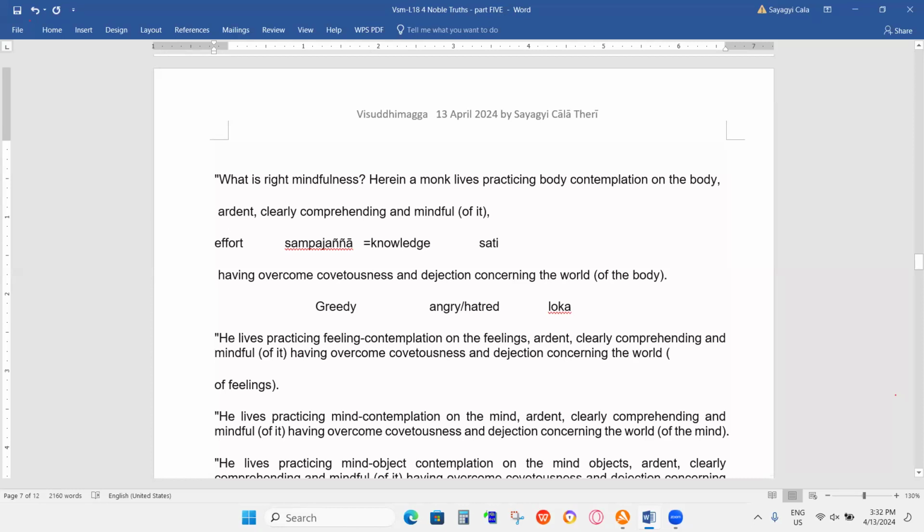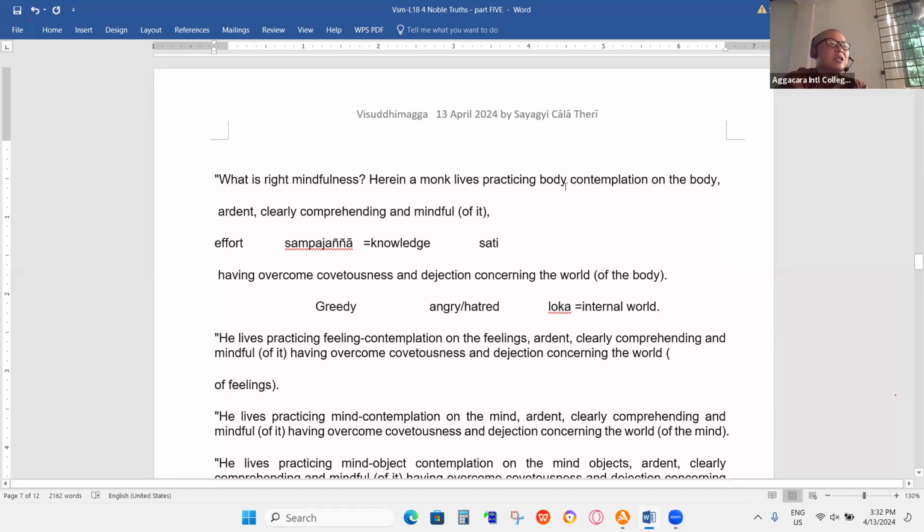What kind of world? The world outside of us or the world inside of us? The world inside of us. Yes, so we are talking about the internal world, right? Internal world is, of course, here we are talking about the body. So this body means your rupa only, right? So far we are talking about the rupa. So you can see here, if you know how to apply your Abhidhamma knowledge, it's very easy.